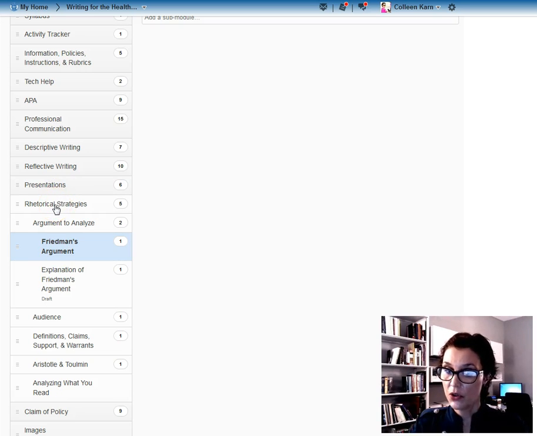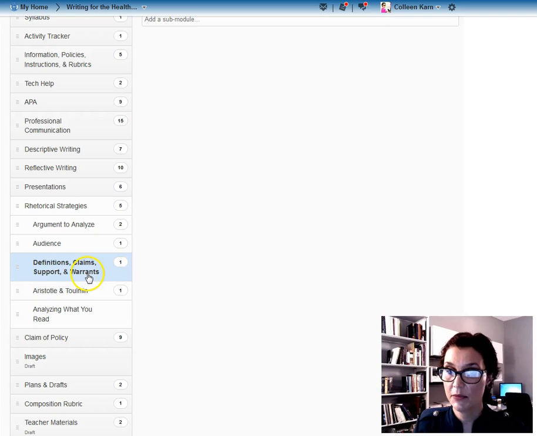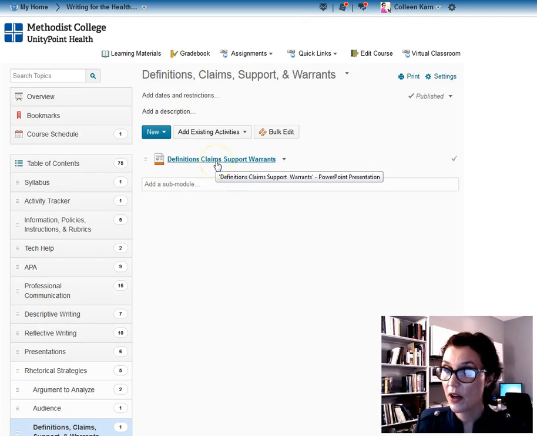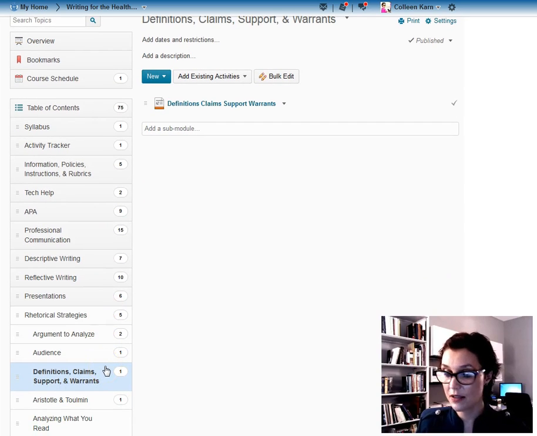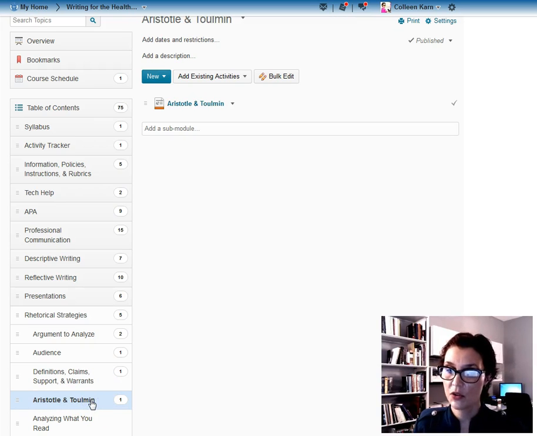And you need to get that finished before you start writing your first draft of your big paper, because you are going to be using some of these components. Your paper is a claim of policy, and under definitions, claims, support, and warrants, there's going to be information about what a claim of policy is. You're going to be making sure that you're appealing to your audience logically. You're appealing to your audience's values and beliefs. And these are part of Aristotle, where he talks about ethos, logos, and pathos. And all of these pieces need to be part of your writing.